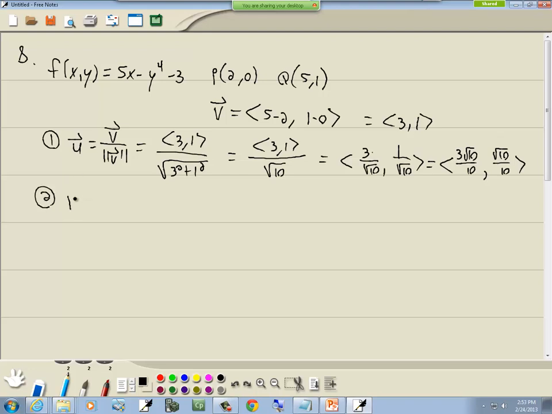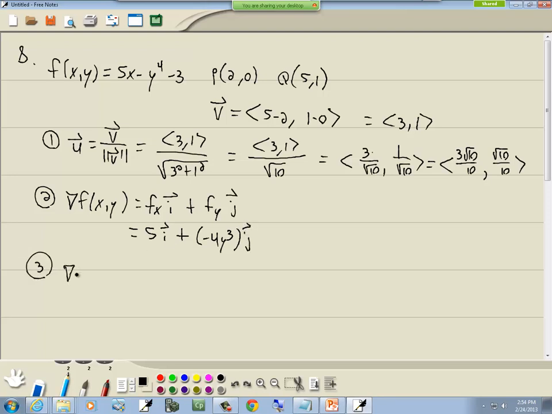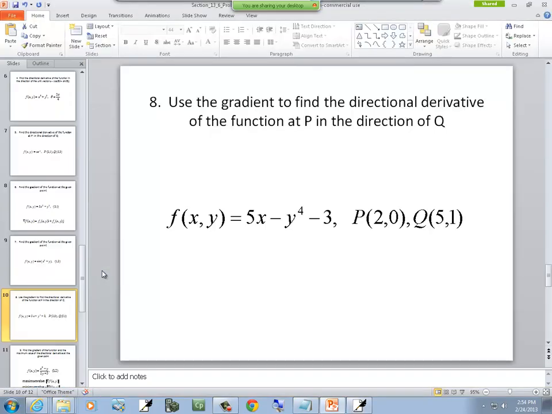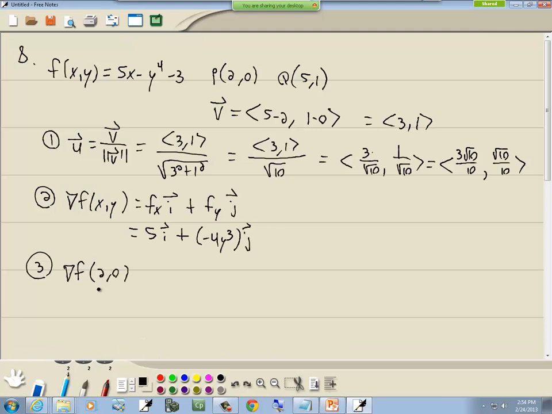So then the second step is to find del f of x y, which is the partial with respect to x, i, plus the partial with respect to y, j. With respect to x, the y to the 4th drops away, the negative 3 drops away, and the derivative of 5x is 5. So we've got 5i. Now with respect to y, the 5x drops away, the derivative of negative y to the 4th is negative 4y to the 3rd, j. Then del f at the point p. So plug in 2, 0. This is our x and this is our y. Now we don't have anything in this first one, so that just remains 5i minus 4 times y. That's too easy. 0 to the 3rd is 0 times 4 is 0 times j is 0, so that gives us 5i.